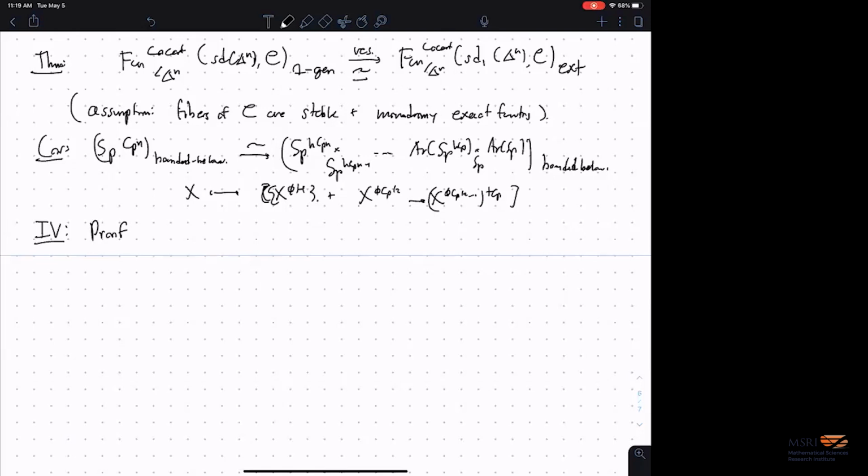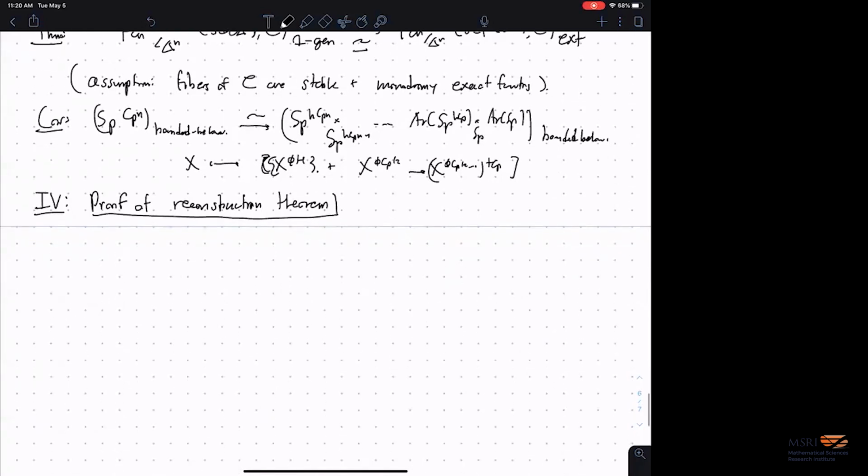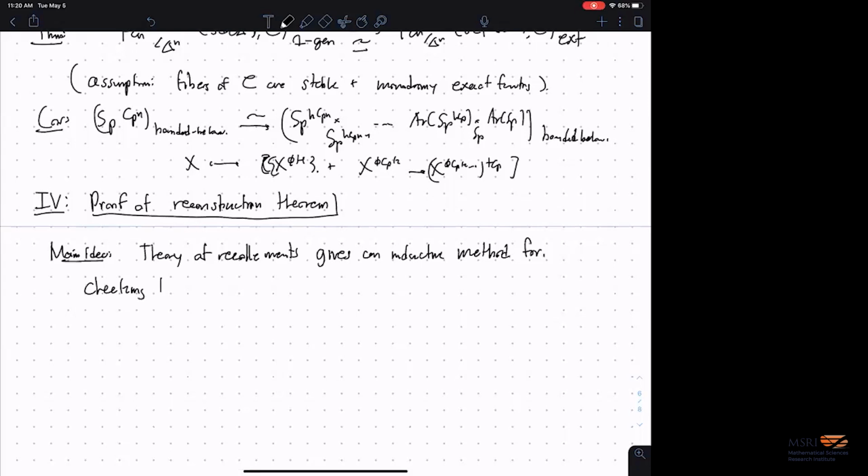So I want to indicate the main ideas behind the proof of this reconstruction theorem. The main idea is to do a sort of induction based on the size of the poset. The reason I can successfully carry out this idea is the following: the theory of recollements gives an inductive method for checking that a functor F from C to D is an equivalence.